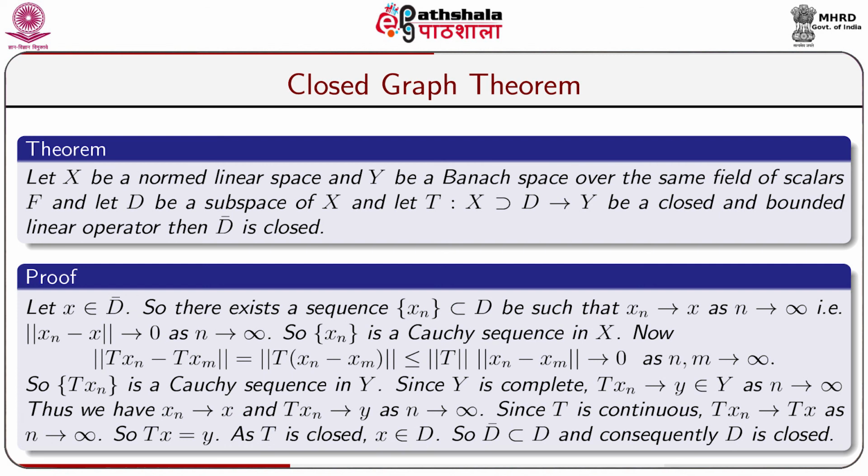Since Y is complete, Txn goes to y, which is an element of Y, as n tends to infinity. Thus we have xn goes to x and Txn goes to y as n tends to infinity. Since T is continuous, Txn goes to Tx as n tends to infinity. So Tx must be equal to y. As T is closed, x belongs to D. We have started with x belongs to D bar and we have obtained x belongs to D. So D bar is a subset of D and consequently D equals D bar, and hence D is closed.